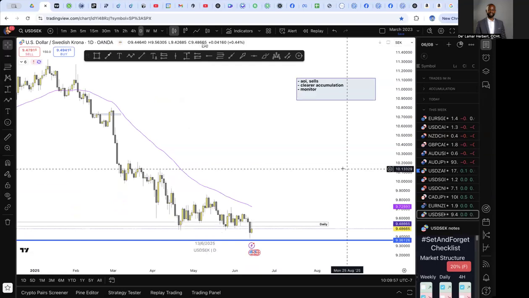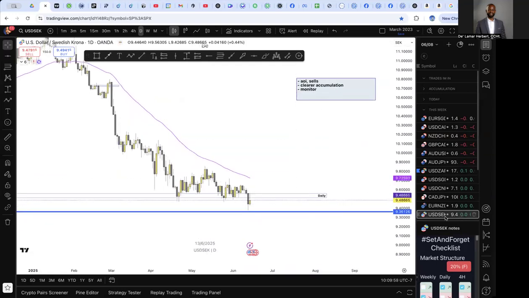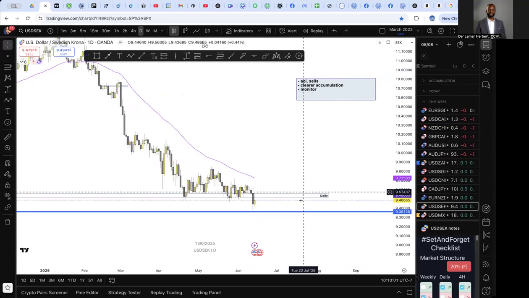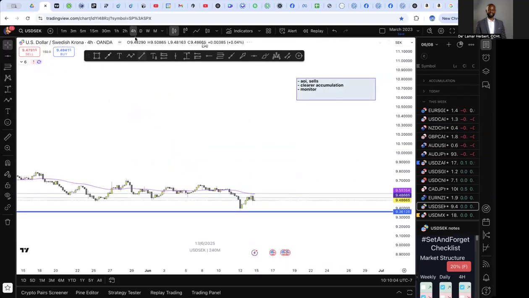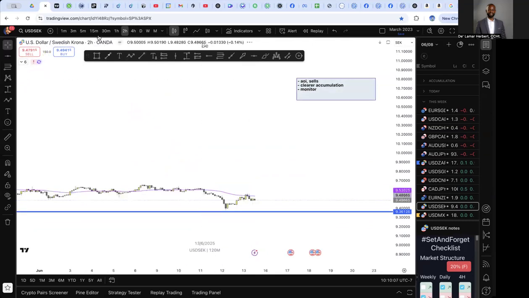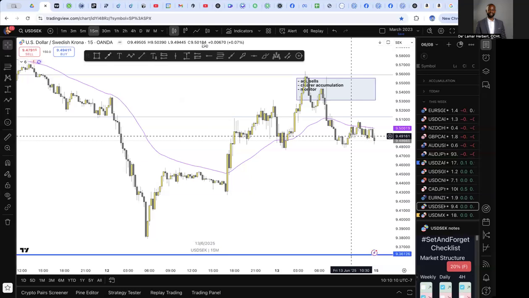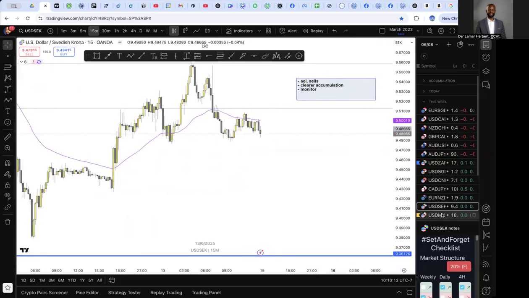USD SEK, we're currently looking for a clear accumulation. I'm actually going to move this too. This is a sell. Okay, we had a daily pullback. We had a 4-hour pullback. So we're just looking for a clear accumulation. This is starting to accumulate, but I want to see it clear. And I'm actually going to move this. I'm going to paint this pink for accumulation.